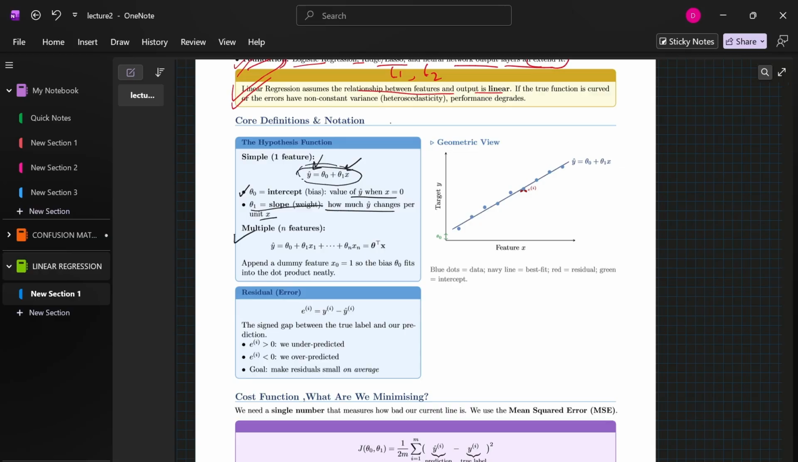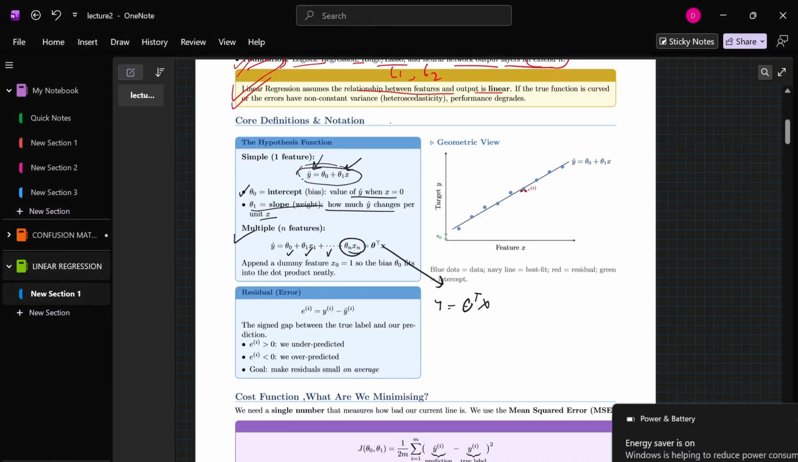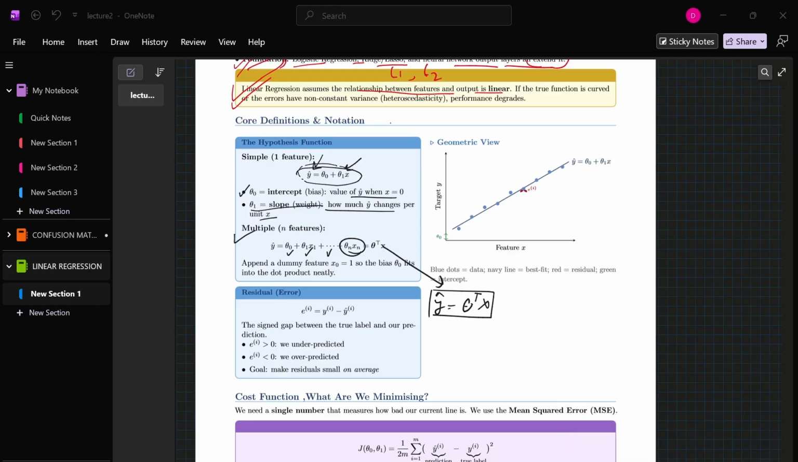Now we can extend this to multiple linear regression, where y hat equals theta 0 plus theta 1 x1 plus theta 2 x2 plus theta 3 x3 and so on. The clean vector form of this we can write as y hat equals theta transpose x. The theta vector is taken and transposed so that the matrix multiplication can be done.